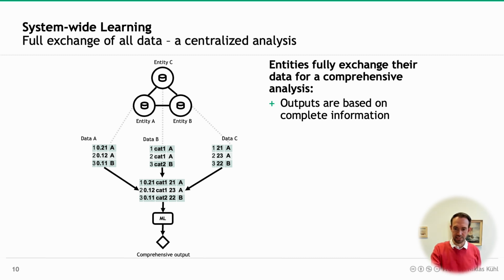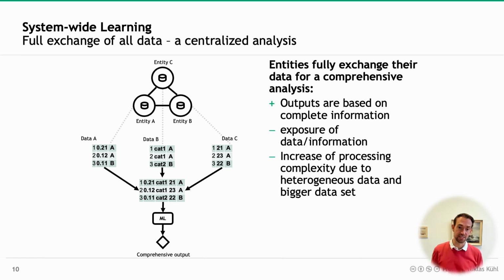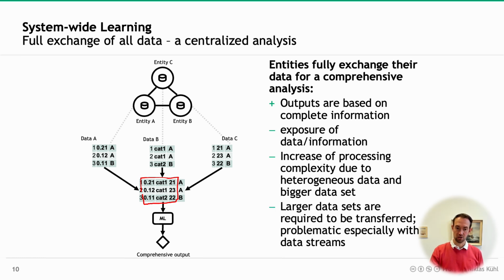But what we obviously introduce at the same time is an exposure of data and information, and of course also an increased complexity. Right now we're pre-processing all these different data types in one table, so to speak, right? And also we have to transfer a lot of data now. That is especially problematic when it comes to data streams, right? Like I said earlier, high resolution of sensors. Let's say one plant is here, one plant is there. So that's definitely a big issue.